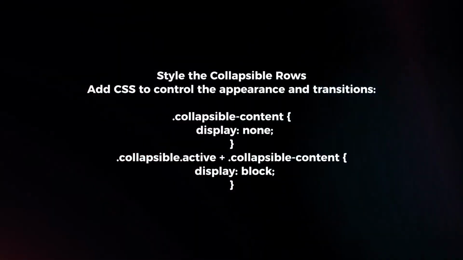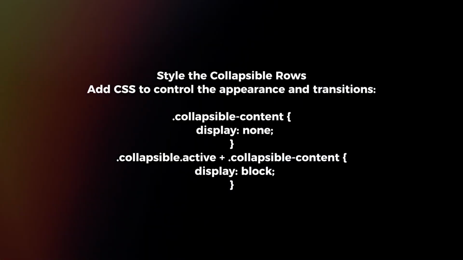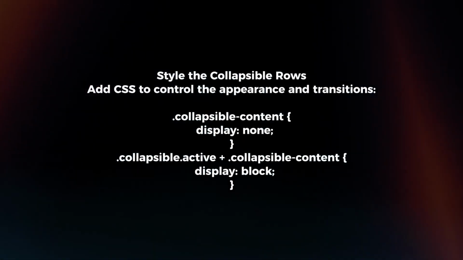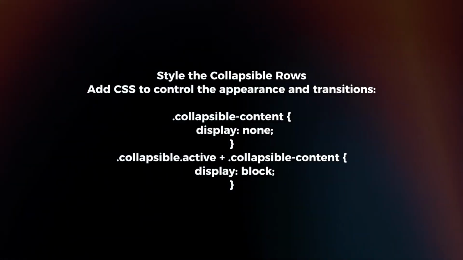Style the collapsible rows. Add CSS to control the appearance and transitions. This setup ensures you can add and manage dynamic content efficiently in collapsible rows, enhancing usability and user experience.